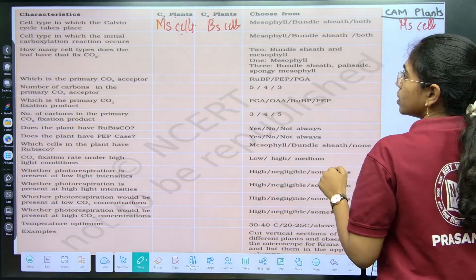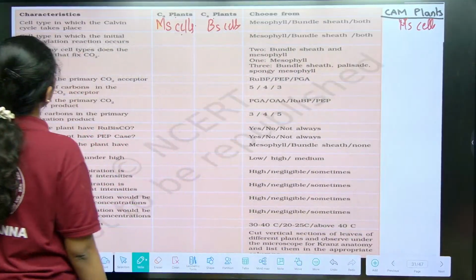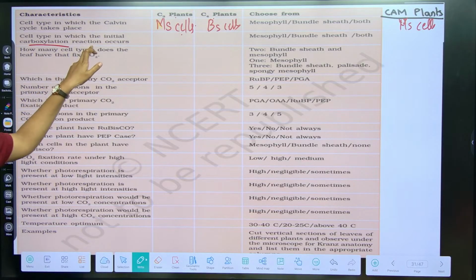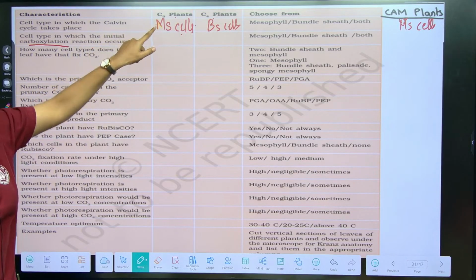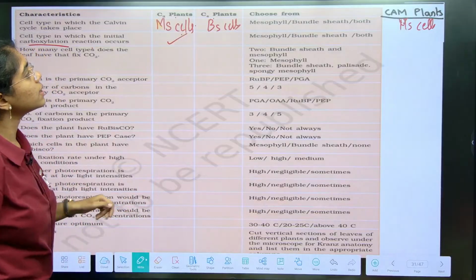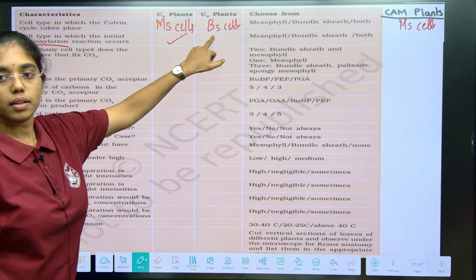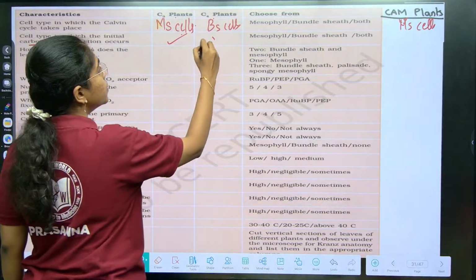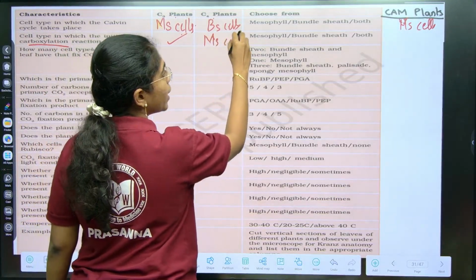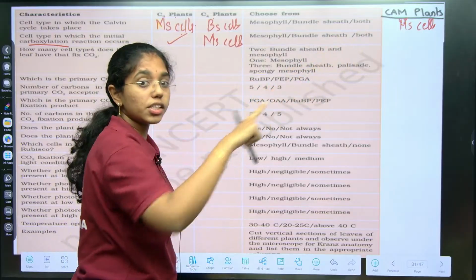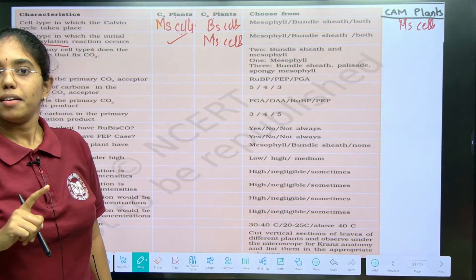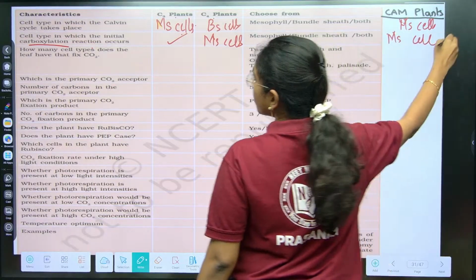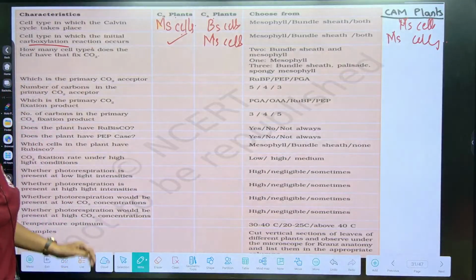Now the question to this team. Cell type in which initial carboxylation reactions occur. In C3 plants, yes, mesophyll cells. In C4 plants, initial carboxylation in mesophyll only, no? In CAM plants also, mesophyll cell only. Simple questions, don't get confused.